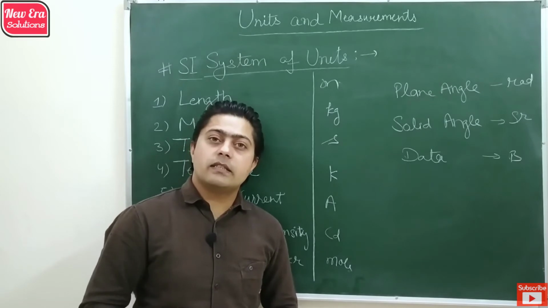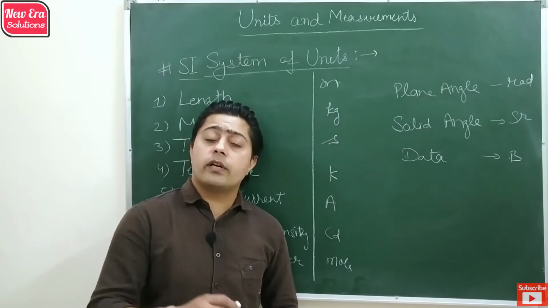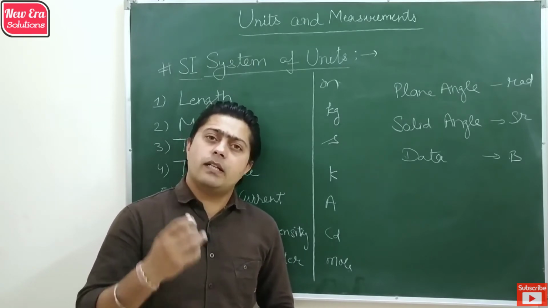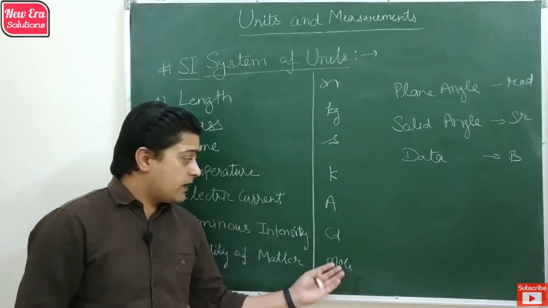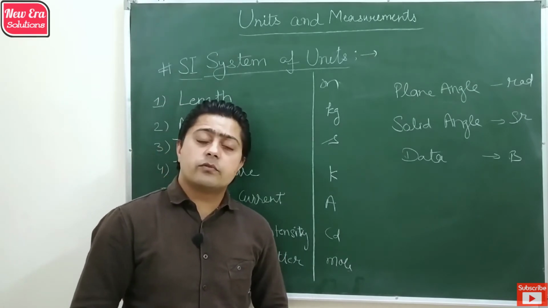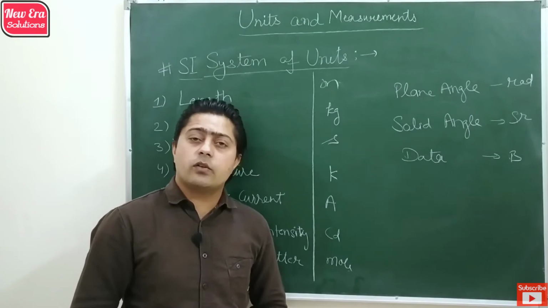The next advantage is that the SI system is a coherent system of units in which we can form the derived units by simply multiplying and dividing these fundamental units, because derived units are used to express derived physical quantities.